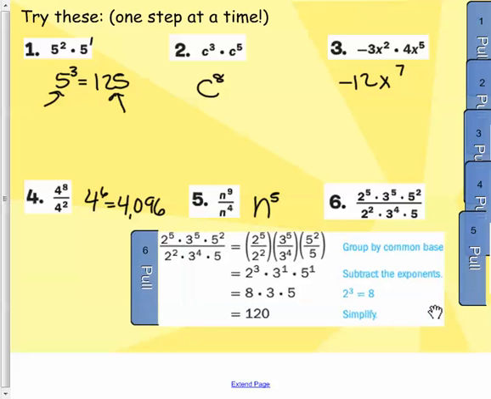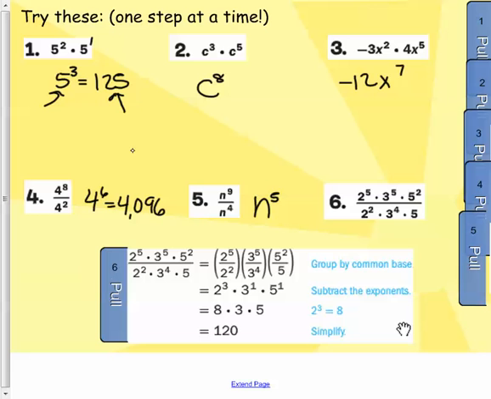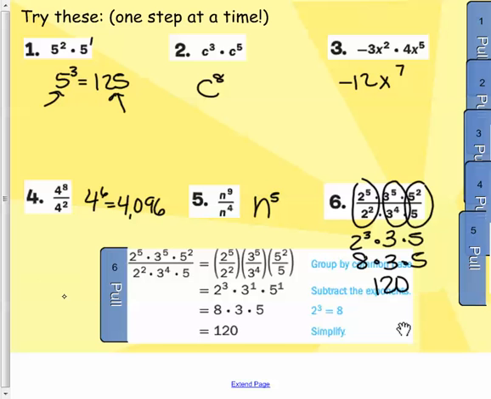And finally, for the last one, this is a big one, guys. We would first have to subtract here and get 2 to the 3rd power, subtract here and get 3 to the 1st power, subtract here and get 5 to the 1st power. So we have 2 to the 3rd power, which is really 8. Then we have 3 to the 1st power, which is really 3, and 5 to the 1st power, which is really 5. So 8 times 3 times 5 gives us 120.